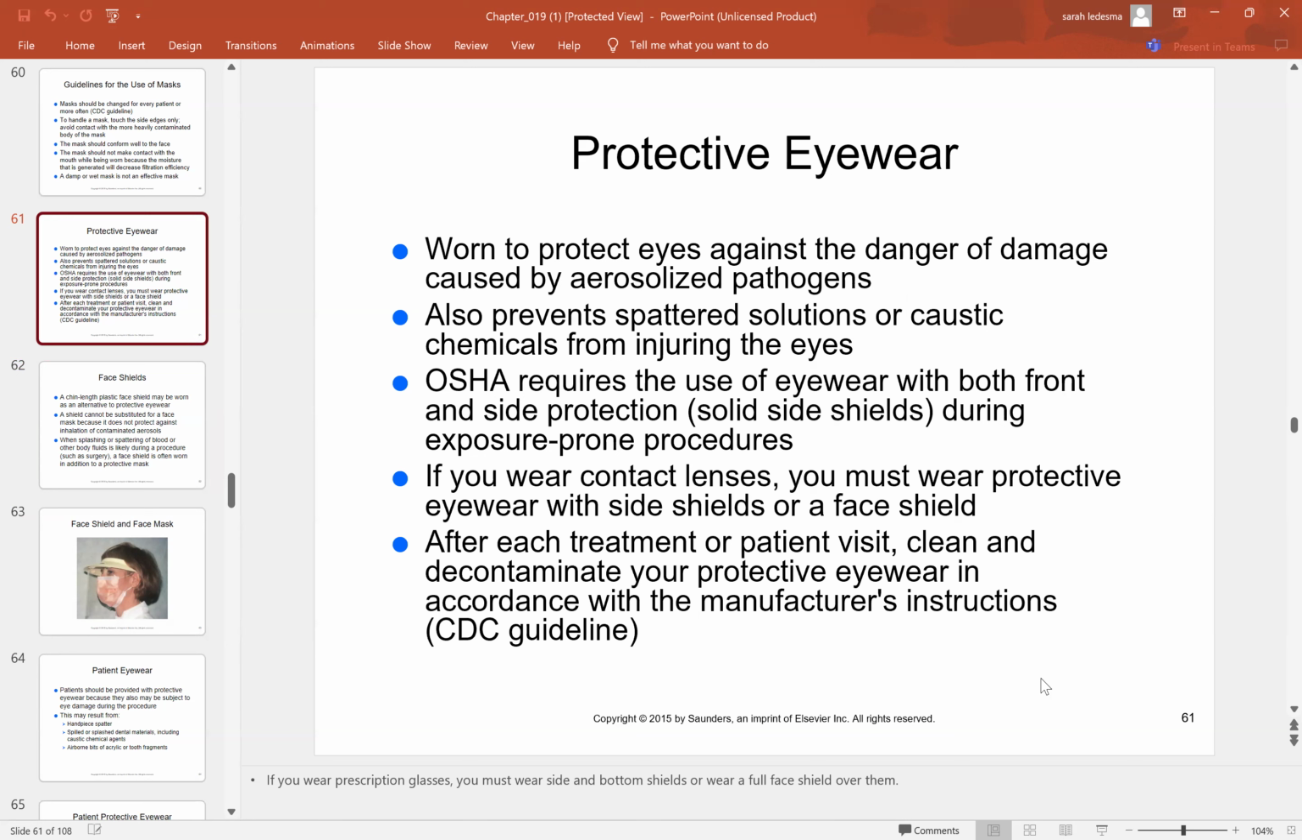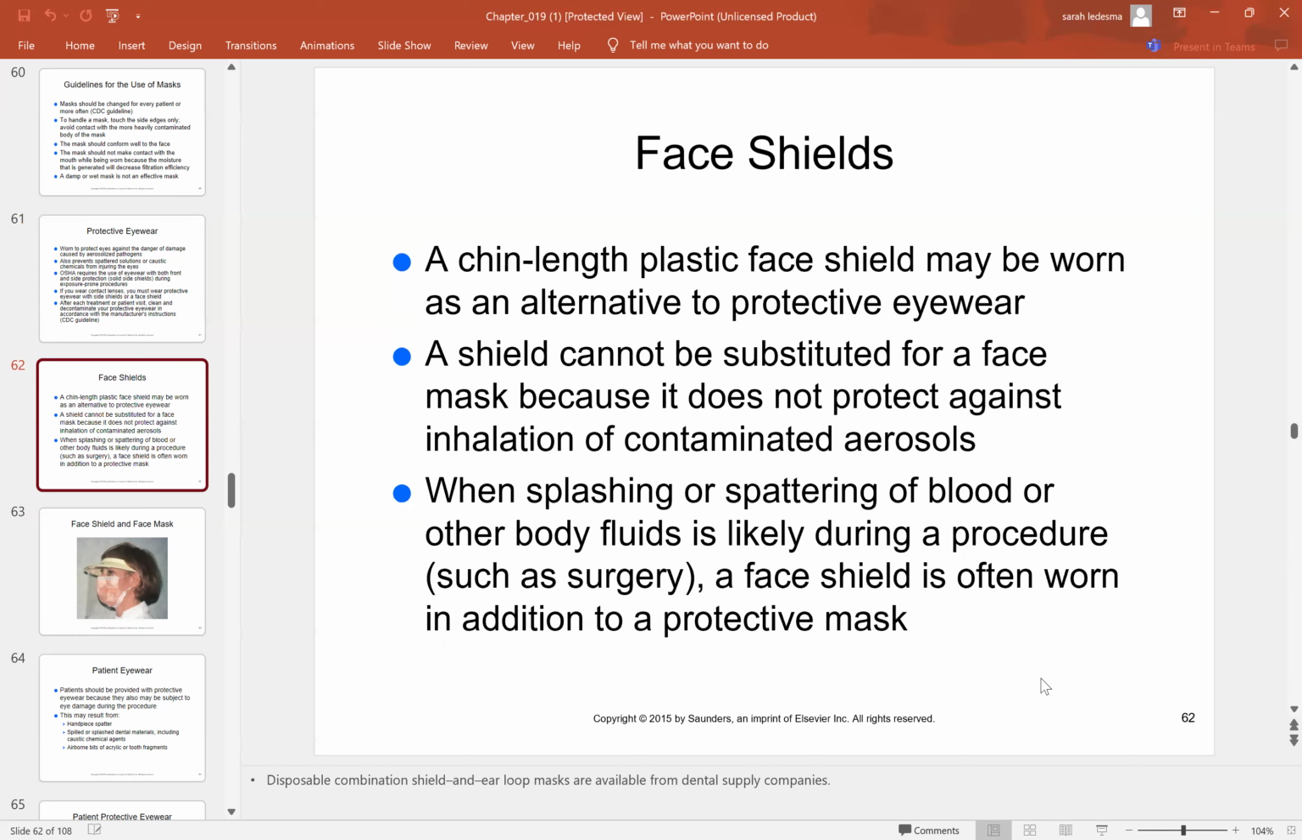After each treatment or patient visit, clean and decontaminate your protective eyewear in accordance with the manufacturer's instructions. Face shields, a chin-length piece of plastic, may be worn as an alternative to protective eyewear. A face shield cannot be substituted for a face mask because it doesn't protect against inhalation of contaminated aerosols.